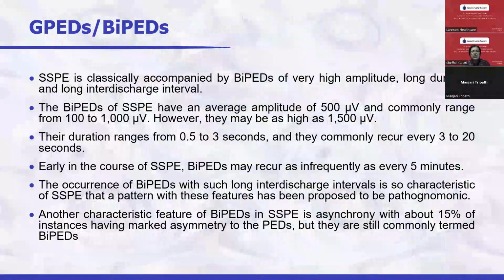This is classically accompanied by bursts of very high amplitude, long duration, and long inter-discharge interval. They have an average amplitude of 500 microvolts and commonly range from 100 to 1000 microvolts. However, they can be as high as 1500 microvolts. The duration is from 0.5 to 3 seconds, and they commonly recur every 3 to 20 seconds. They may recur infrequently, initially every 5 minutes. The occurrence of bursts with such long inter-discharge intervals is so characteristic of SSPE that a pattern with these features has been proposed to be pathognomonic. Another characteristic feature is that they may be asynchronous in 15% of situations.